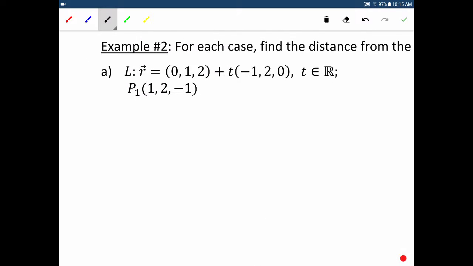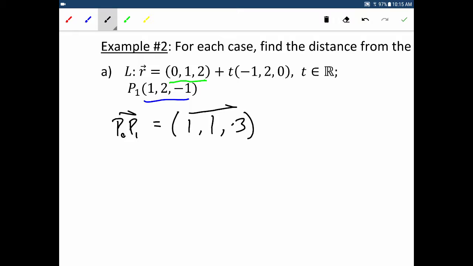So first of all, we have to find this vector here, the P0 to P1 vector. You're just going to do subtraction because we've got this point, P1, and P0 is right there. Doing subtraction with those is going to give us 1, 1, and -3. And that is a vector.